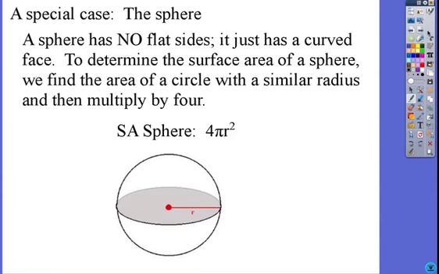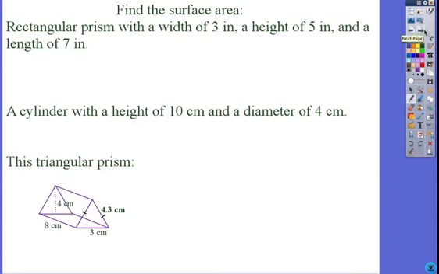The sphere is also a special case because it has no flat sides, but the sphere is really easy. You just take the area of a circle, pi r squared, and you multiply it by 4. So the surface area of a sphere is 4 pi r squared. That's another one you just have to memorize.